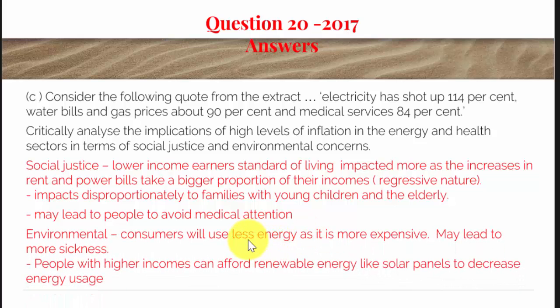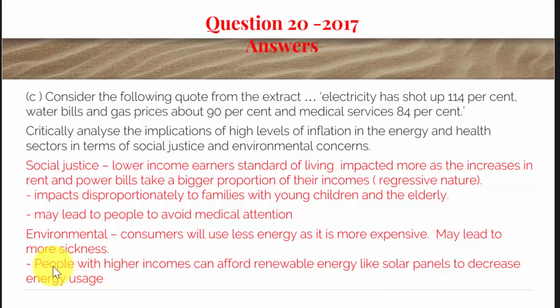From an environmental point of view, this can probably be a positive thing. If energy is more expensive, you will use less energy, but if people are cold, it might lead to more sickness. But on the converse side, it might be a plus for the environment as less energy is being used.